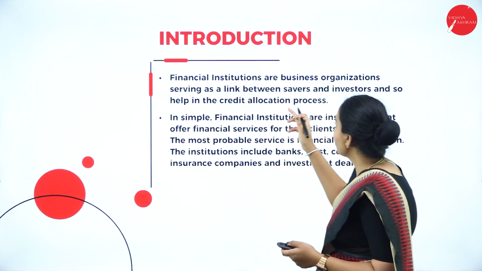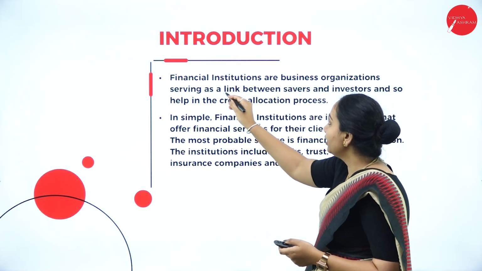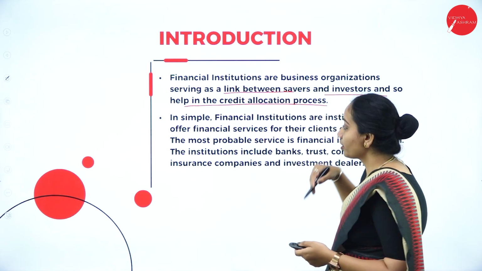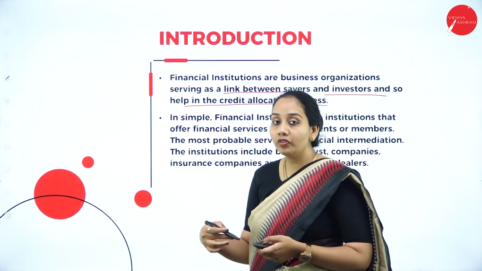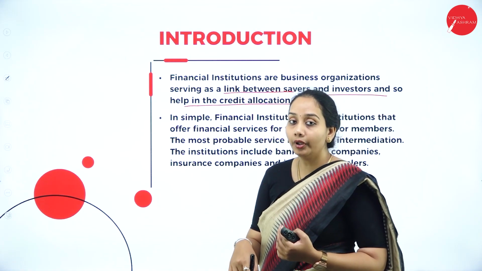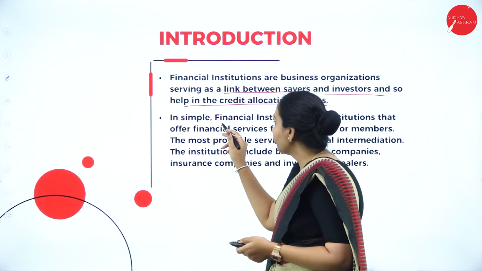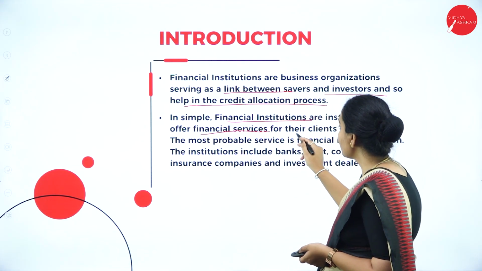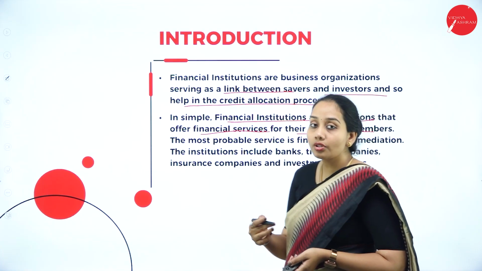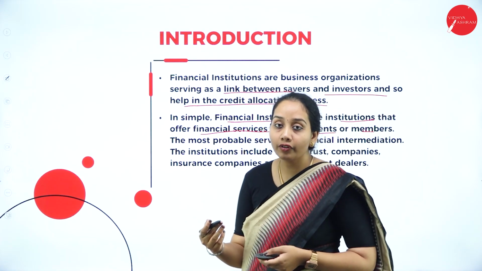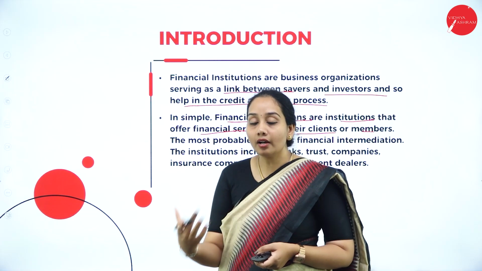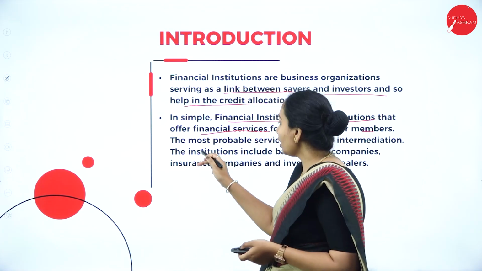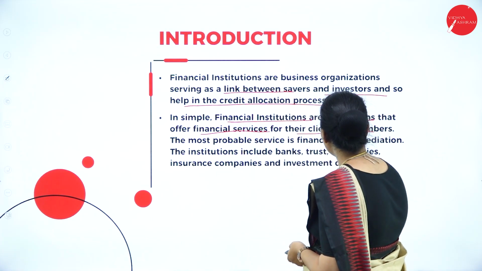Financial institutions are business organizations serving as a link between savers and investors, and so help in the credit allocation process. So they act like a link between the investors and the borrowers. In simple terms, financial institutions are institutions that offer financial services for their clients or members. They offer services to the members or account holders of the particular institute. The most probable service is financial intermediation.